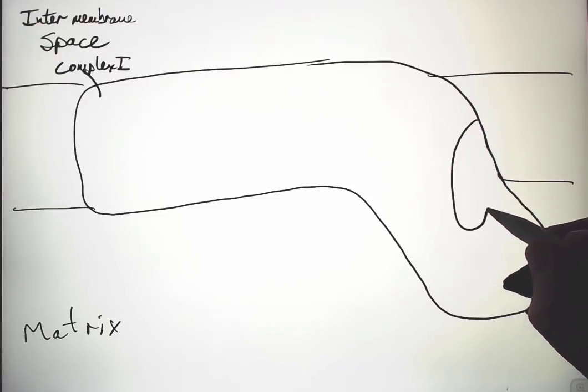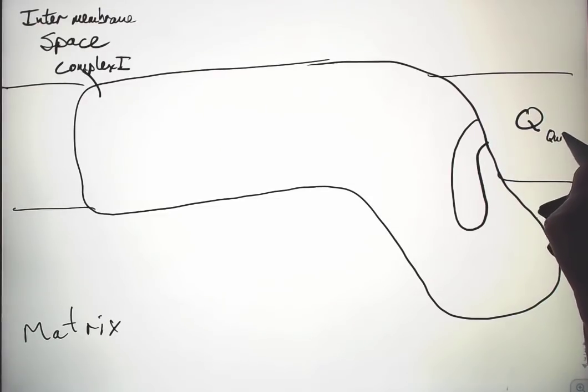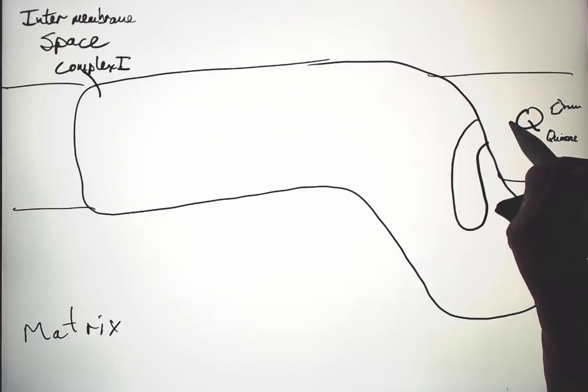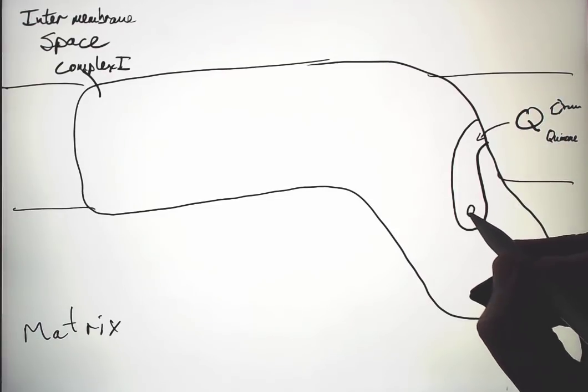There's a binding pocket for Q, quinone. Quinone is one of the electron transporters or electron carriers that transports electrons between complex 1, 3, and 4. It's a carbon ring with a tail, and it fits neatly into this little pocket. So I'm going to call it Q.